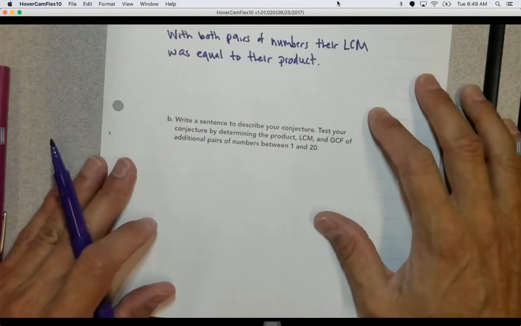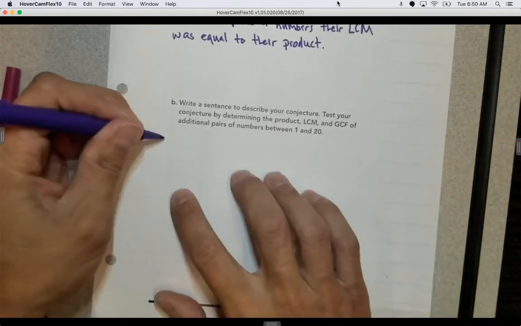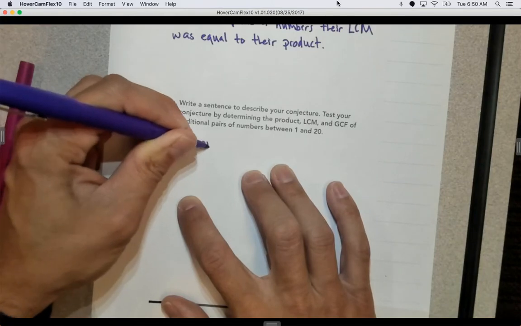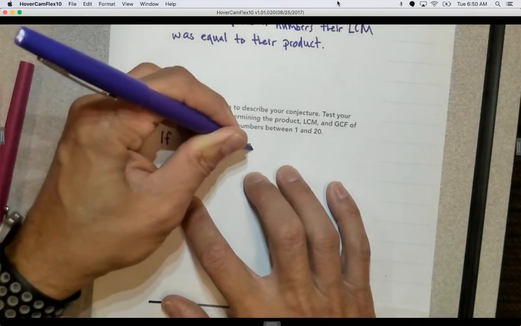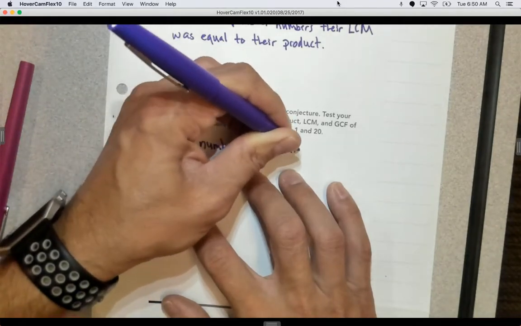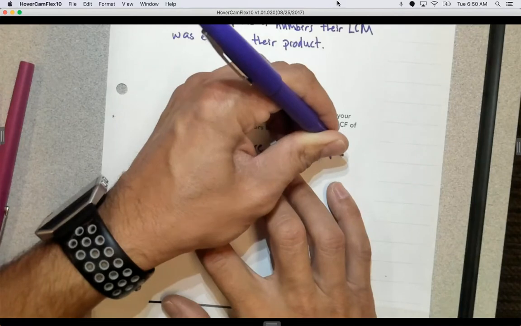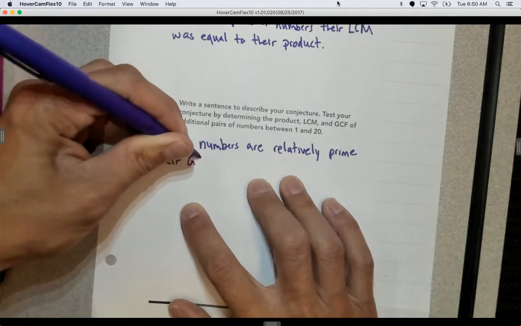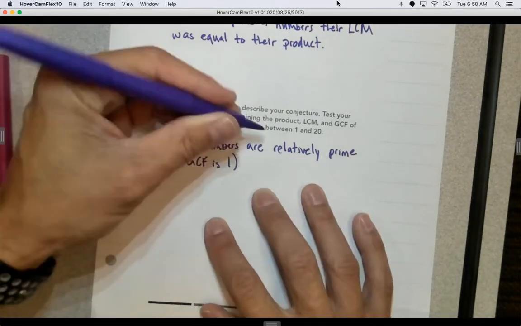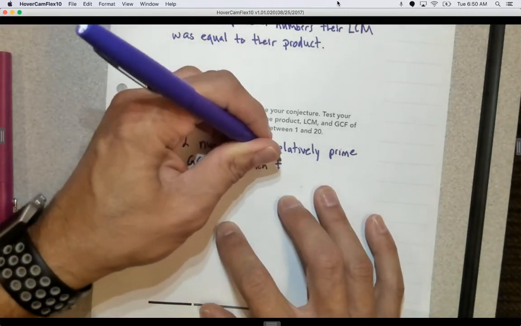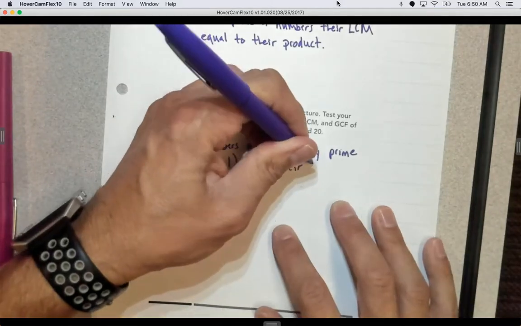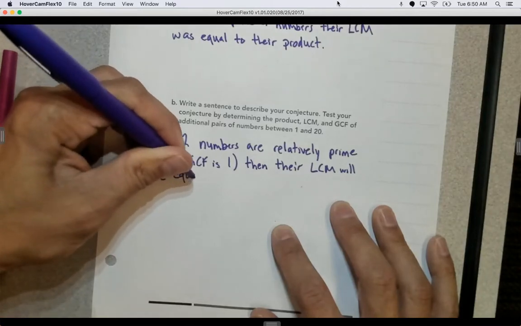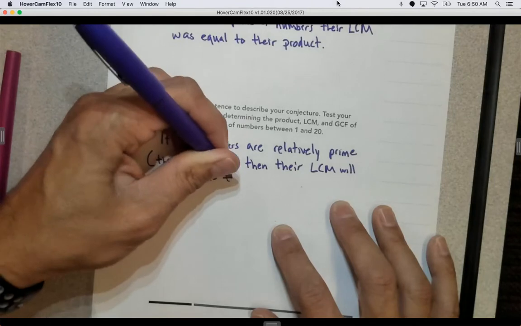Okay? Write a sentence to describe your conjecture. My conjecture is if two numbers are relatively prime (put in parentheses, their GCF is 1), then their LCM will be equal to their product.